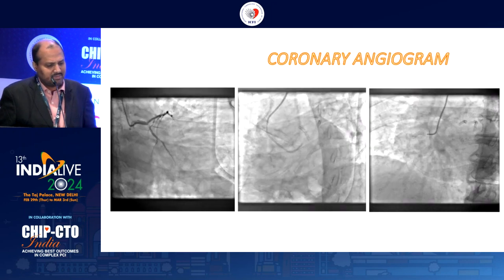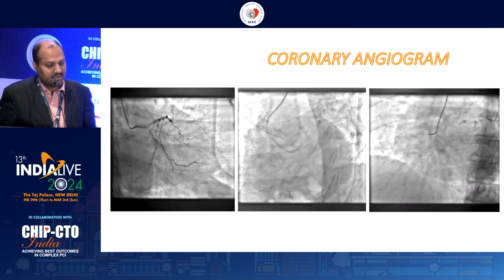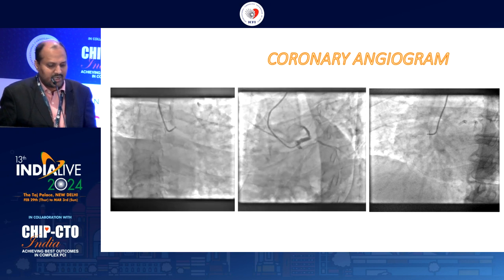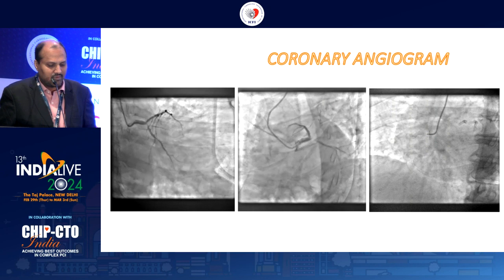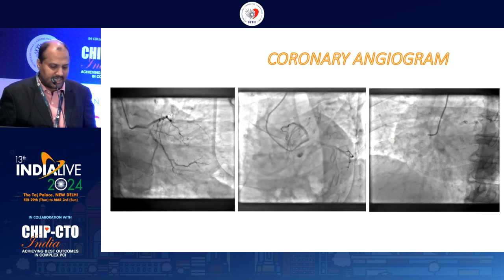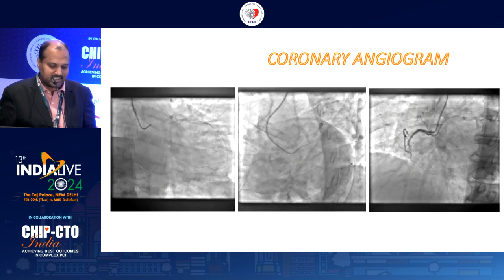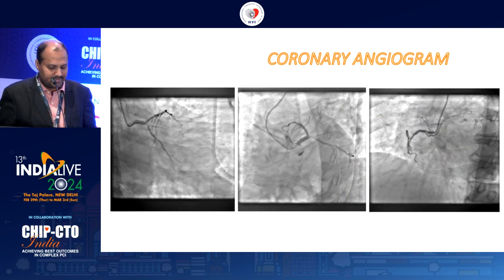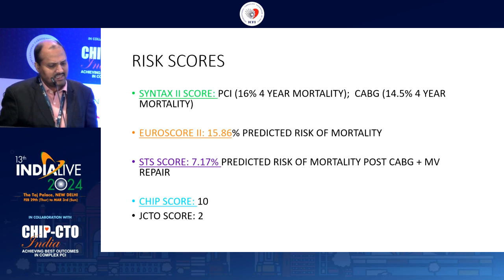So this is the angiogram. You can see the ostial LCX lesion. You can see the occluded ramus, and you can see a good flow in the LAD. And there is a CTO in the mid RCA. You can see the distal stent also got occluded.